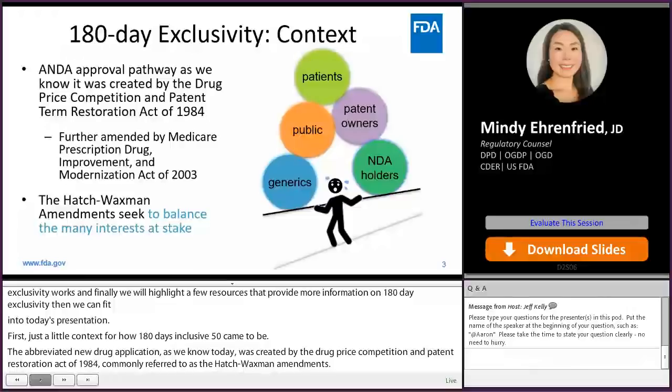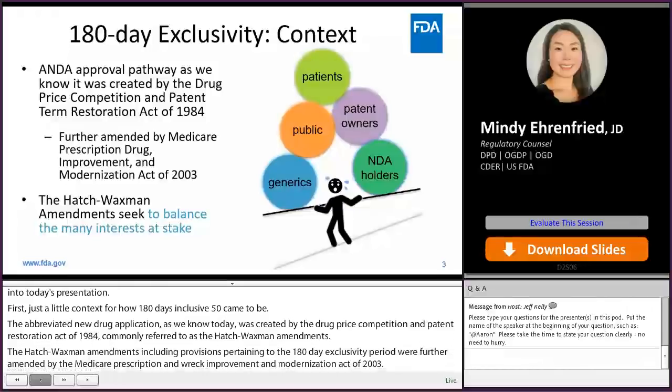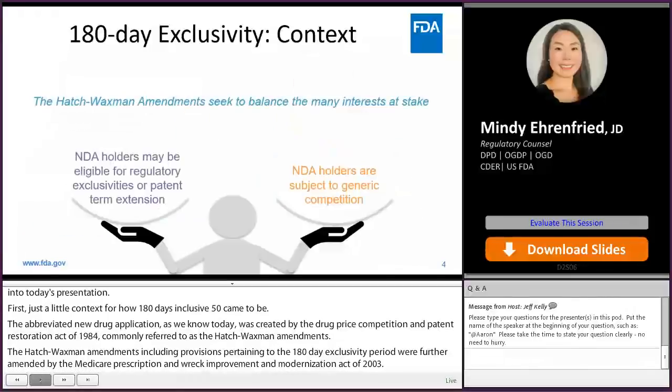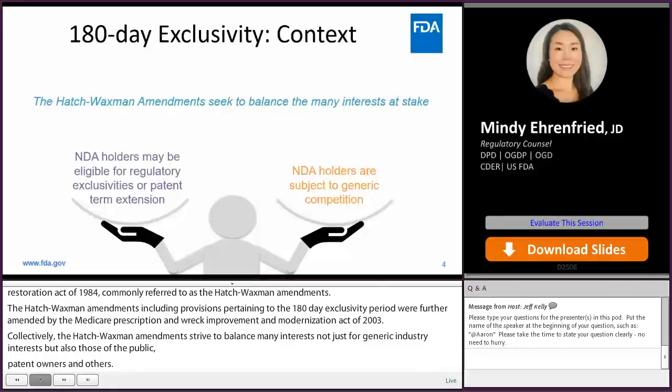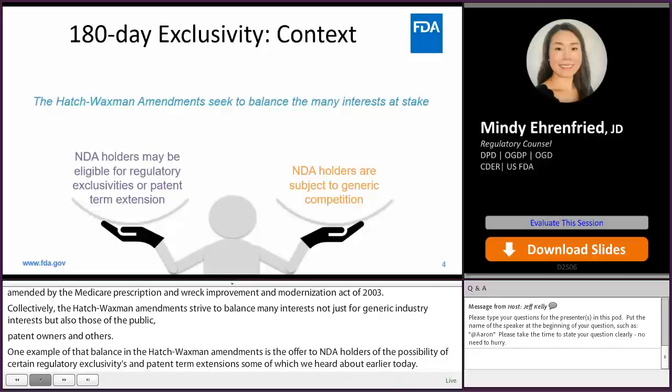Collectively, the Hatch-Waxman Amendments strive to balance many interests at stake, not just the generic industry's interests, but also those of the public, patent owners, and others. One example of that balance is the offer to NDA holders of the possibility of certain regulatory exclusivities and patent term extension, some of which we heard about earlier today. In exchange, NDA holders are subject to generic competition, whereby ANDA applicants are permitted to rely on FDA's prior findings of safety and effectiveness in an NDA.